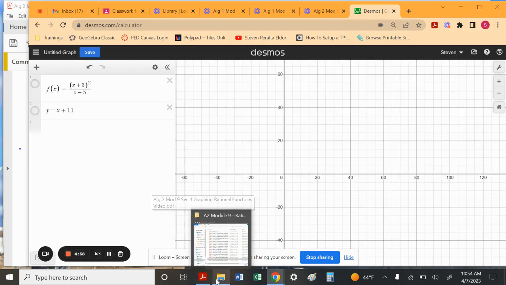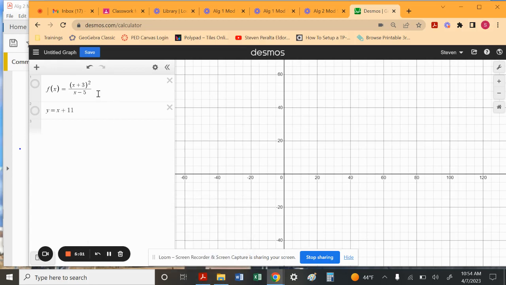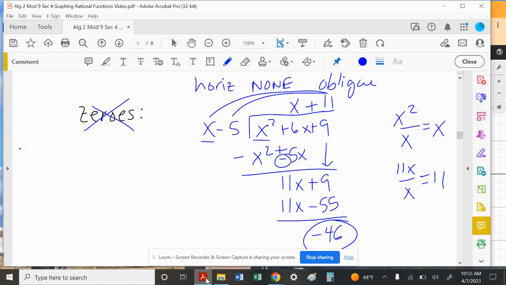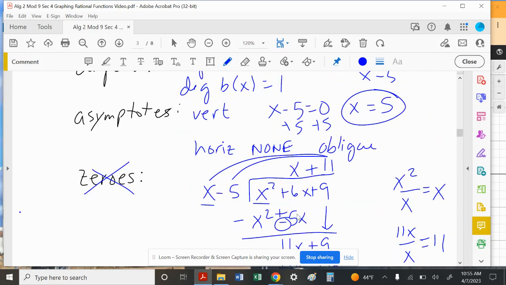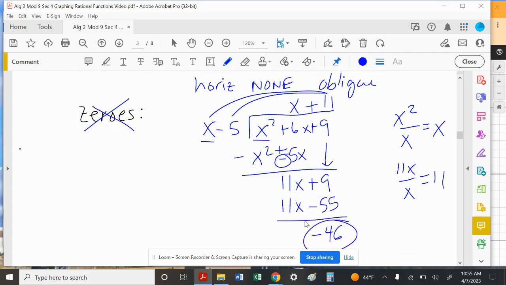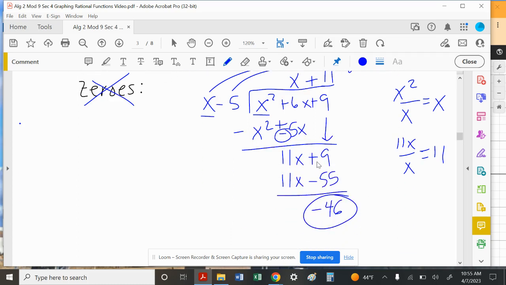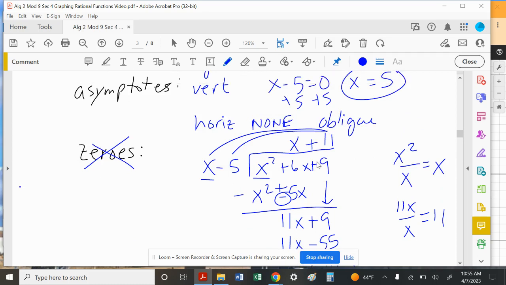Okay, now let's go back and look at some things. I've typed in the equations, and I'm going to explain these in a minute. Here's my original equation, f of x equals (x plus 3) quantity squared over x minus 5. And then I added another equation here, and let me explain where that comes from. My original equation was (x plus 3) squared over x minus 5, and when I did this division, I ended up with x plus 11. Notice I had this remainder here that I circled. We're going to ignore that and look at just x plus 11. So here is my oblique asymptote, x plus 11.